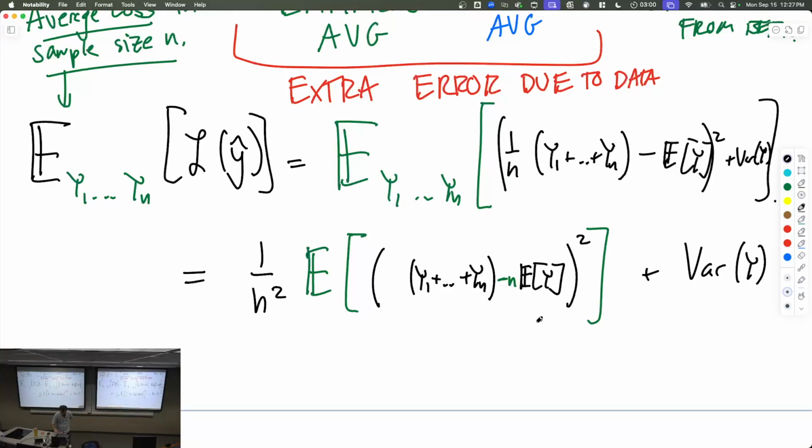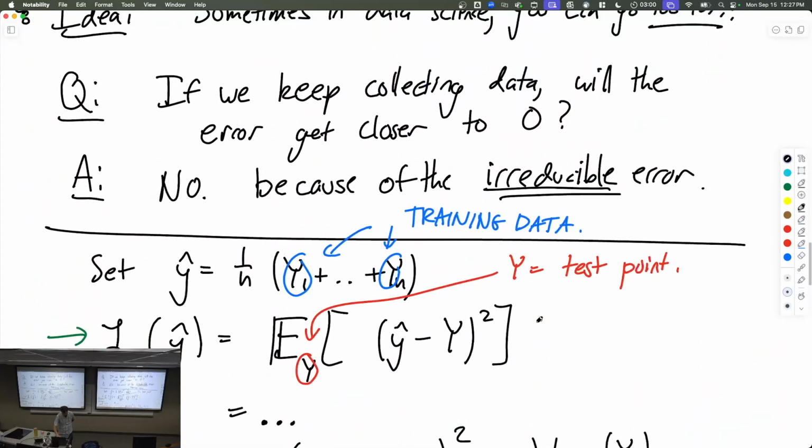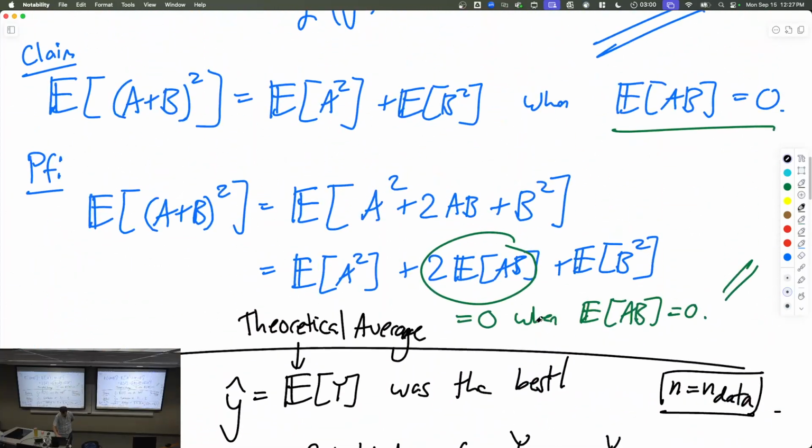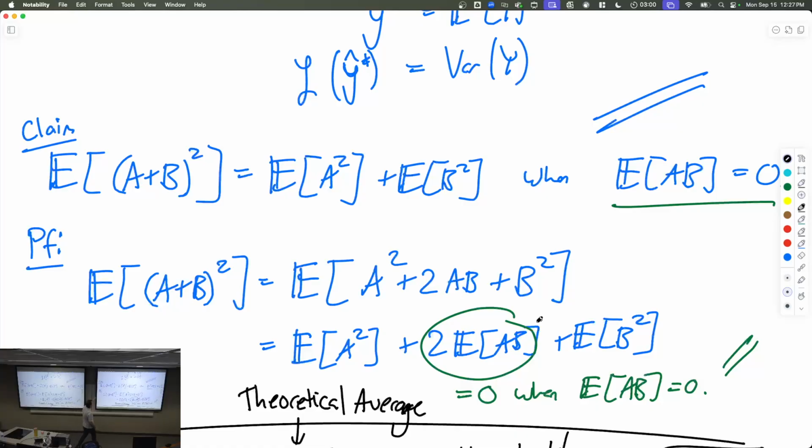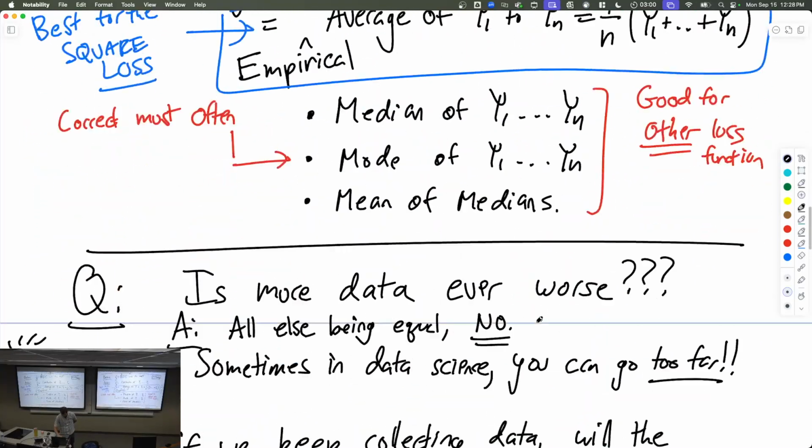Let's scroll up and see. What tools did we have earlier in the class that would help us? Oh, here's the expected value of something squared. And this says, if you have the expected value of something squared, you can break it up into little pieces where the things are the things that you're adding up. Okay, do we have a situation like that over here?